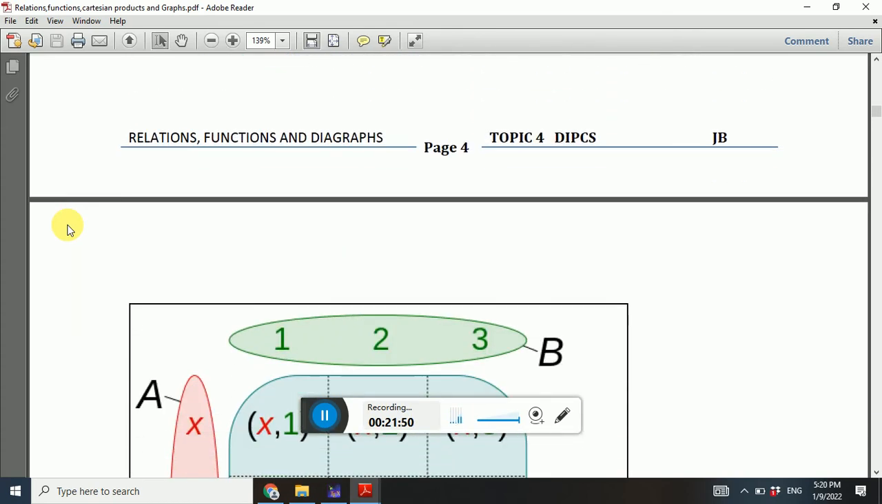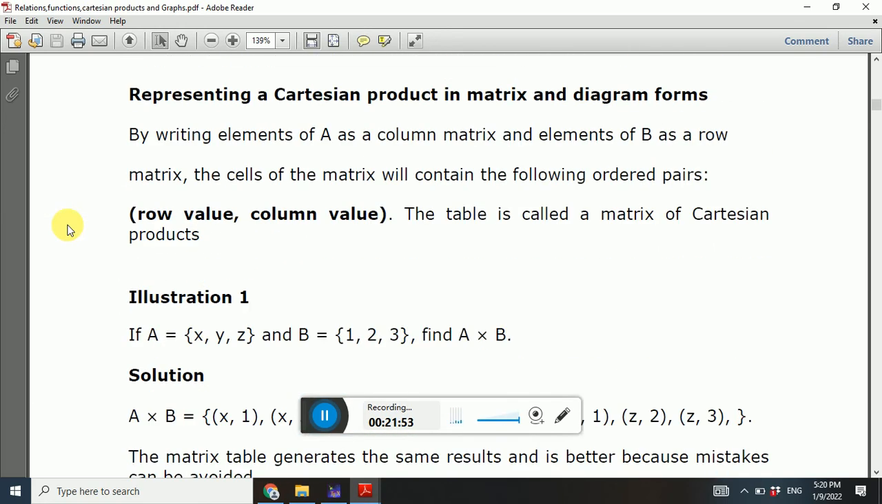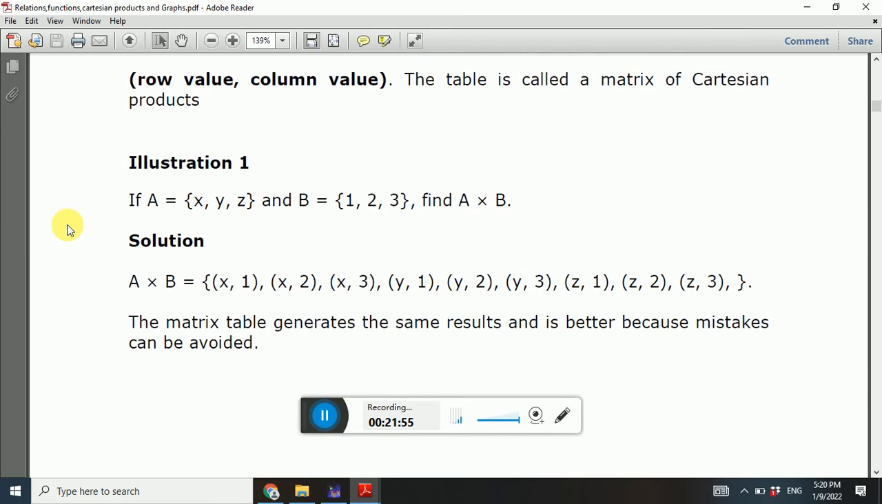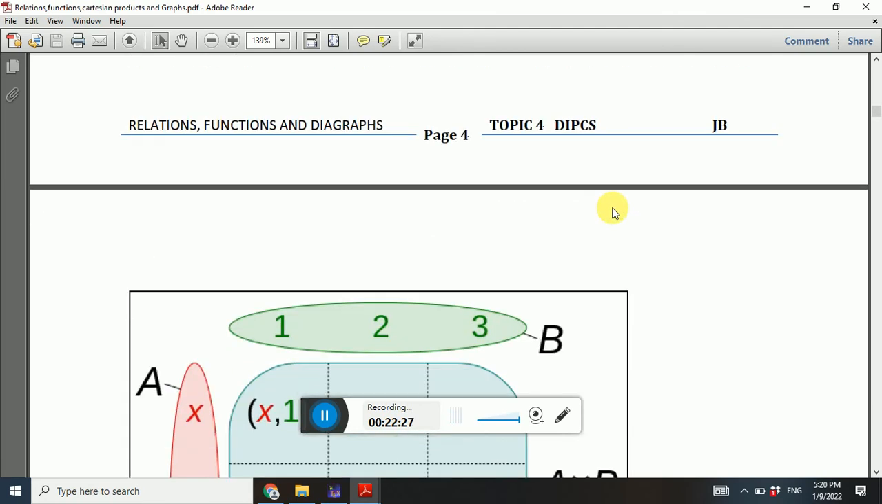So that leads us to what we call the matrix form. So what happens under the matrix form? So we have these two sets. A, please take note, has elements x, y, z. B has elements 1, 2, 3. So to use the matrix form, you write all the elements of A as a column. Then you write all the elements of B in row form. What do I mean? Here is what I mean.